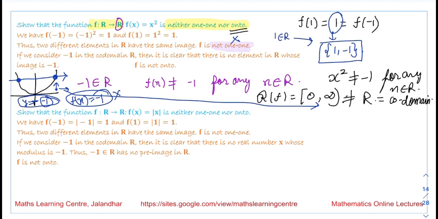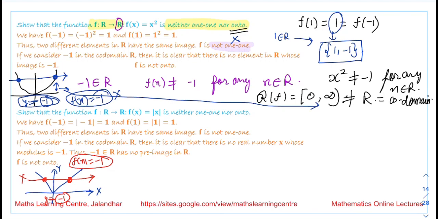So you can use any of these methods. Next is the function f of x is equal to mod x, and we have to prove that this is neither 1-1 nor onto. We have already seen the graph of this function; it is in this form. Again, if we draw a line parallel to the x-axis, it will intersect at 2 points. It is not 1-1. For y is equal to -1, there is no x for which f of x is equal to -1. So this function is not an onto function.